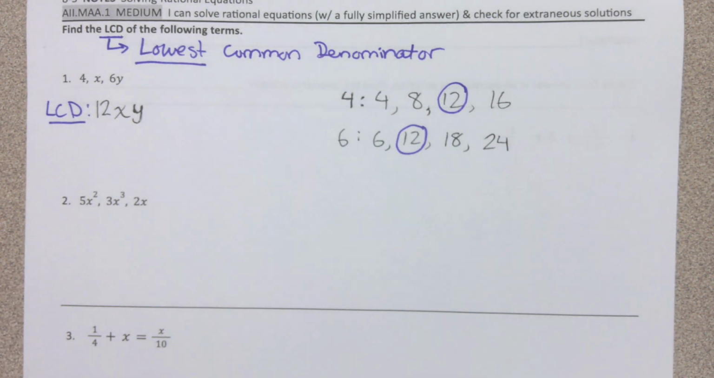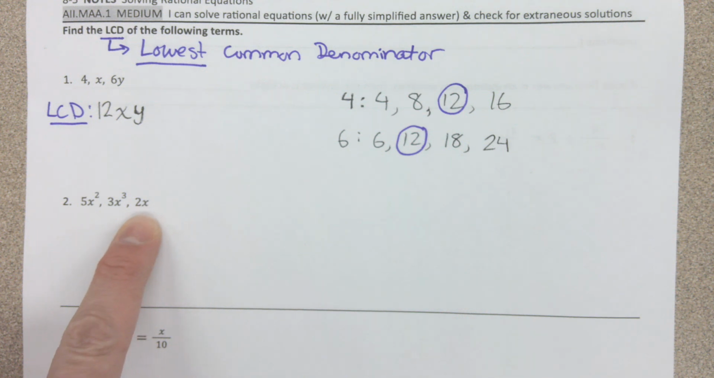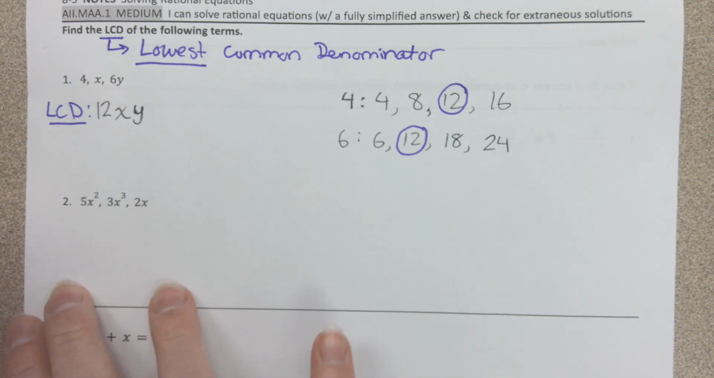So that's a way to always find it. Again, it's a bit tedious, but it's not difficult. Just takes a moment to write everything out and then find the lowest number. Now there is a trick to getting there a little bit faster that I'll show you in the next problem. Number 2, 5x squared, 3x cubed, and 2x. New problem. The goal is the same, find the LCD.